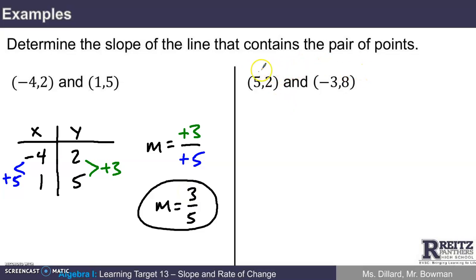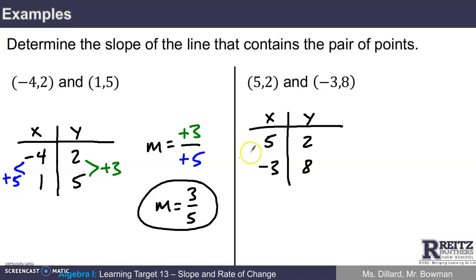Let's try this example. Let's find the slope of the line that contains 5, 2 and negative 3, 8. I'll make my table. I need 5, 2. I need negative 3, 8. What can I do to get from 5 to negative 3? Well, negative 3 is less than 5, so I need to subtract. How far do I need to subtract? I need to subtract 8. 5 minus 8 is negative 3. What would I do to get from 2 to 8? Well, I need to add 6.